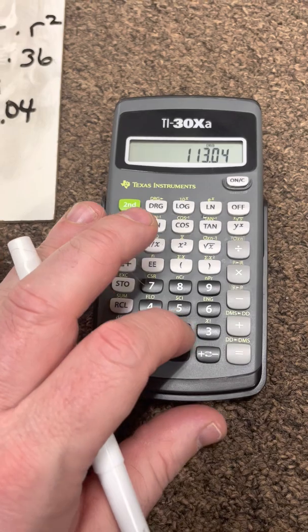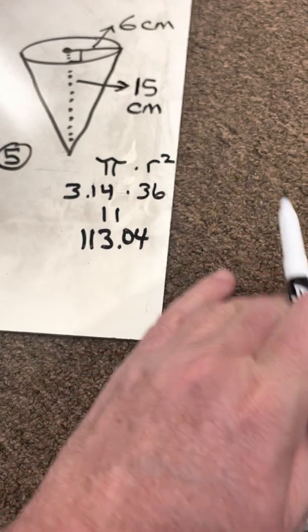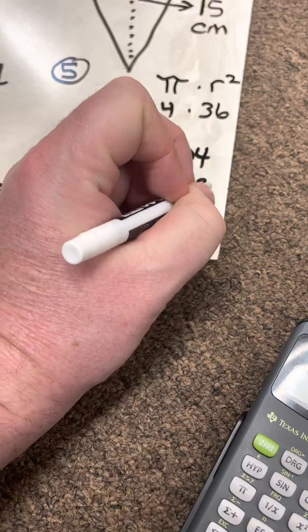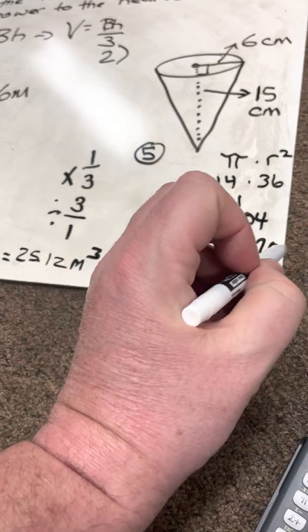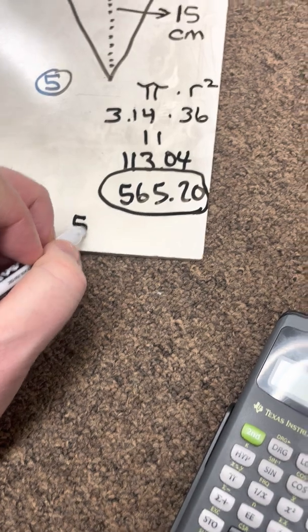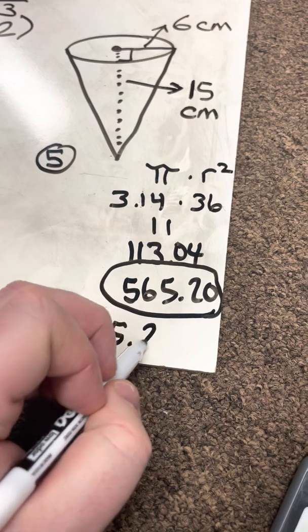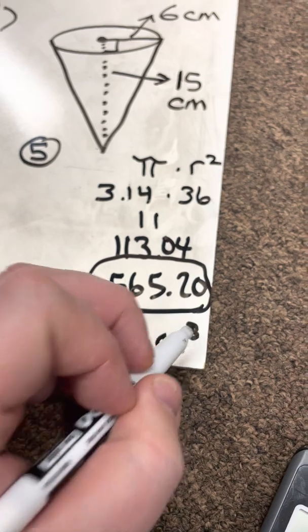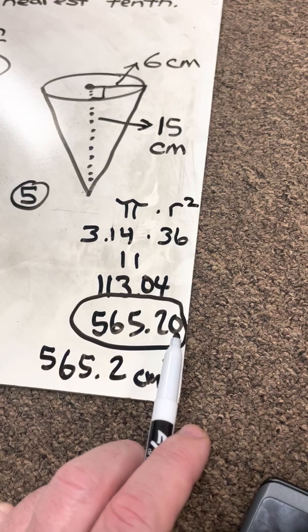113.04 times 5 equals 565.20. So we get 565.20. All right, and we clean that up. And of course, that 565.20 has to be cubic centimeters. 565.2, okay, cubic centimeters.